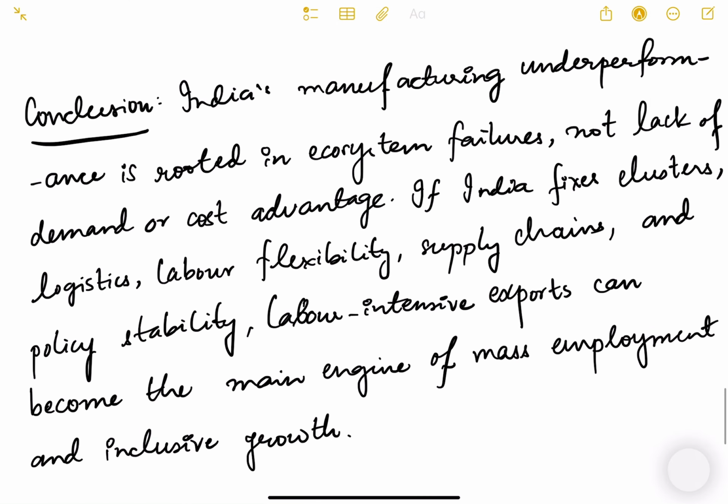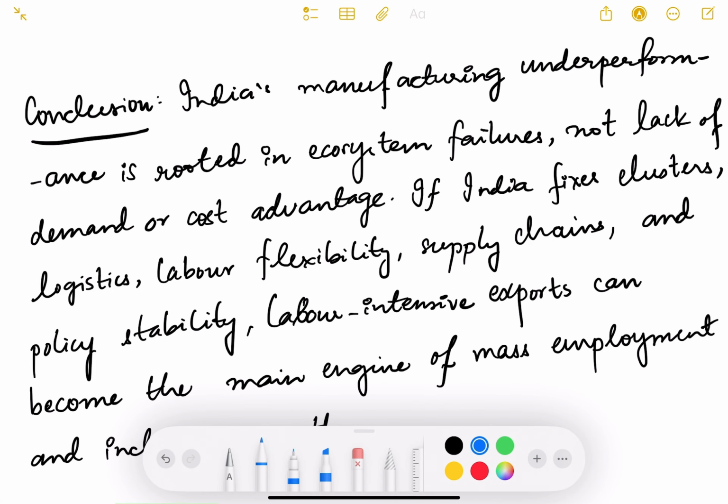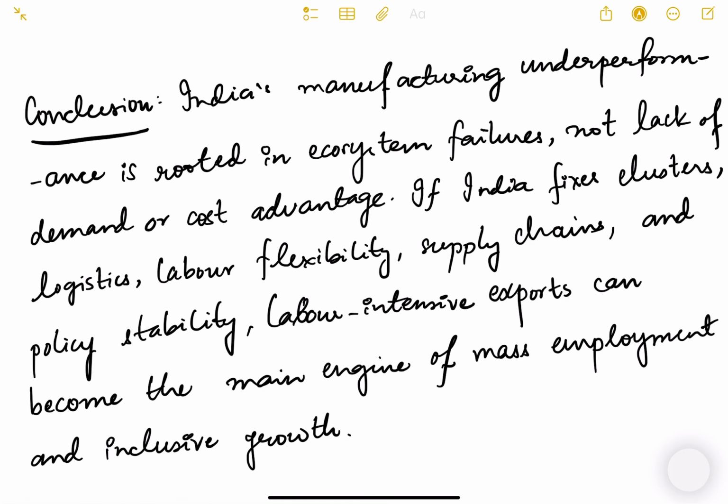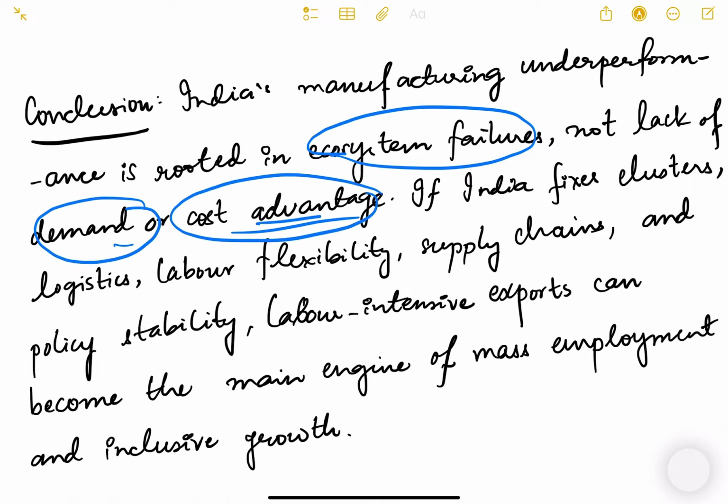In conclusion, what India needs to do in order to boost its labor intensive exports is that India's manufacturing underperformance is rooted in ecosystem failures, and not lack of demand or cost advantage. So these are not the big problems. Lack of demand is there from the global world. Cost advantage also not that much. When it comes to cost, it's not like China or Vietnam are too cheaper than us. So that is not the problem.